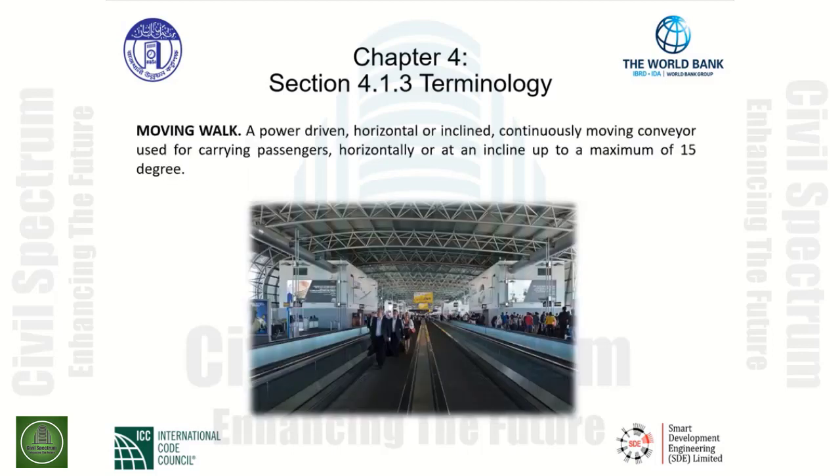Terminology for moving walk: a power-driven, horizontal or inclined, continuously moving conveyor used for carrying passengers horizontally or at an incline up to a maximum of 15 degrees. As seen in the picture below, there is a moving walk. This is where people enter the walk. It is essentially a conveyor that moves people from one point to another, typically horizontally, but it can also be inclined to a maximum of 15 degrees.